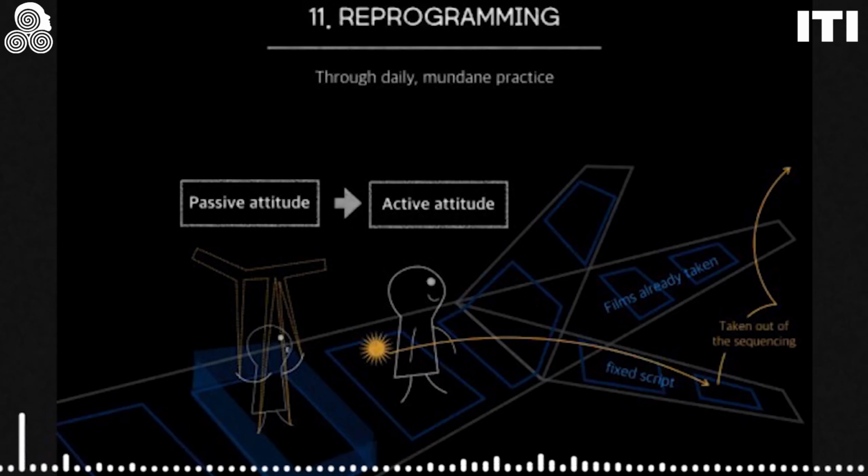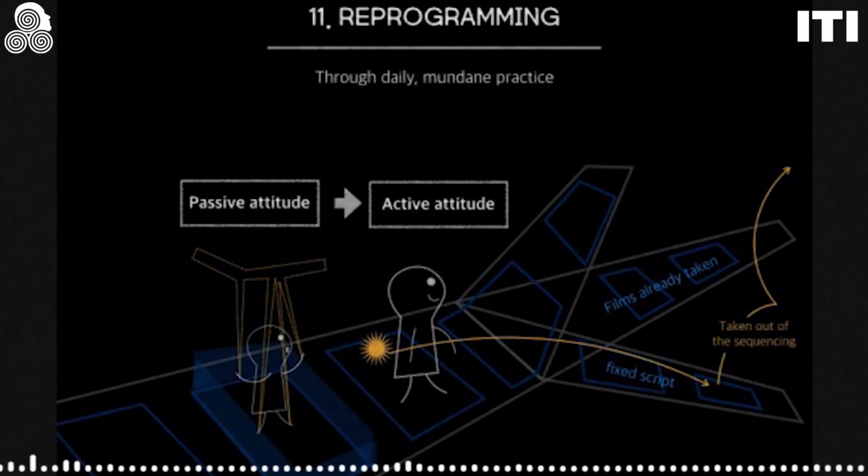So a passive attitude would be you just sort of going with what has already been set into motion. So this would be you following a daily routine or you doing something every day that sort of matches each day as each day passes. Or there is the active attitude, which can break the movement. Here she says, taken out of the sequencing.